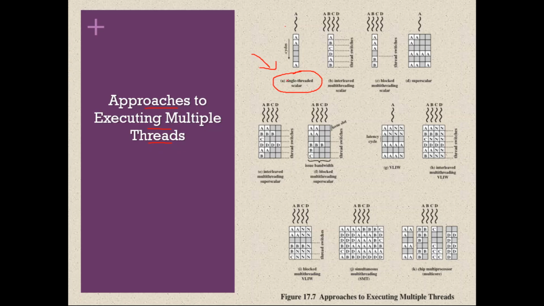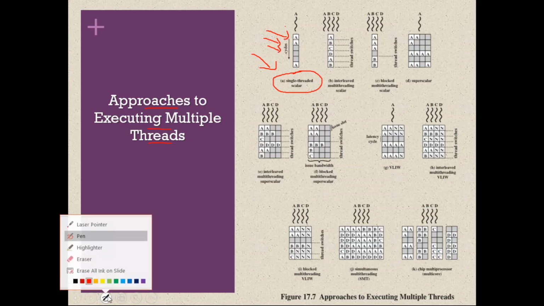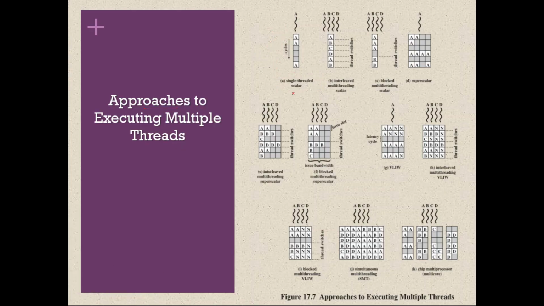Single thread scalar means the processor first executes the first instruction. It can execute only one thread at a time. There is no concept of multi-threading. It executes only one thread, and after finishing one thread, it will go to the next thread. As long as one thread is not finished, it won't context switch. So that is called a single threaded scalar.